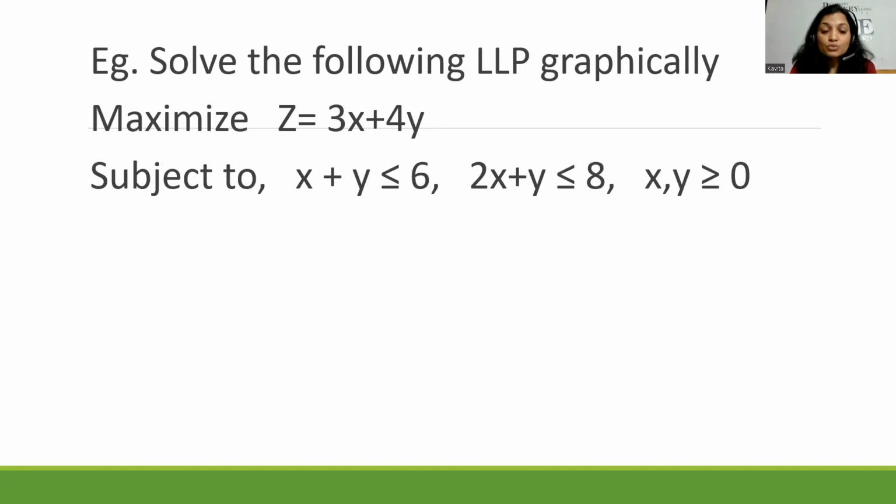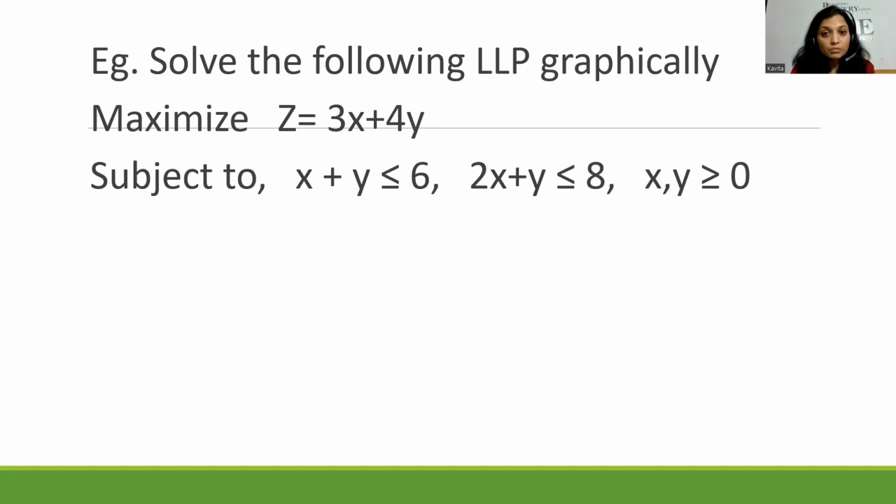Then subject to, so there are some constraints. We need to have the maximum value of z, but there are some limitations. Those limitations are x plus y is less than or equal to 6. The addition of x and y must not be greater than 6. It must be 6 or less than 6. This is the first constraint. And the second constraint is 2x plus y is less than or equal to 8.